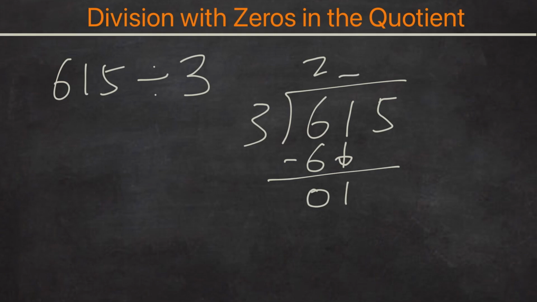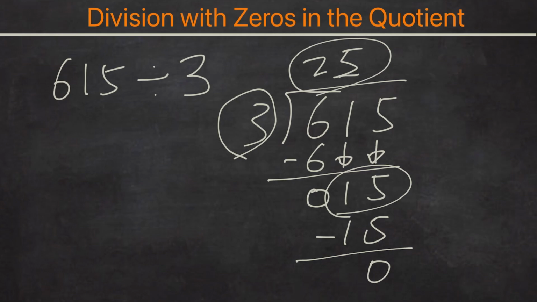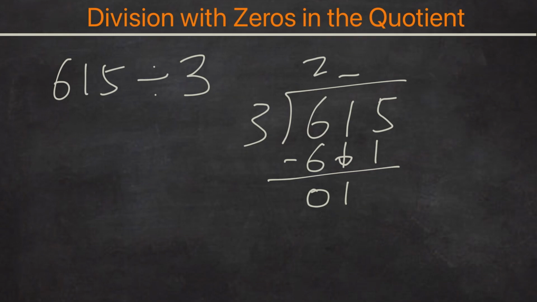Here, instead, they would bring down the 5 and just go 3 and 15, and then they would just put 5 here. 3 times 5, and then it'll be 15 like so. Then the answer becomes 25. And that would be a wrong answer. So we went back to before we make the mistake.